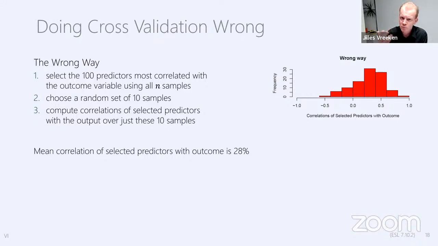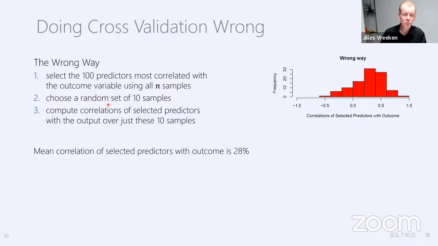One other way of looking at the example I just gave on the previous slides is determining the correlation between the selected predictors and the output. Well, how would we do this wrong, right? For didactic reasons, I start with wrong. Select the 100 predictors that are most strongly correlated using all samples. This is where it goes wrong, right? We should not be using them.